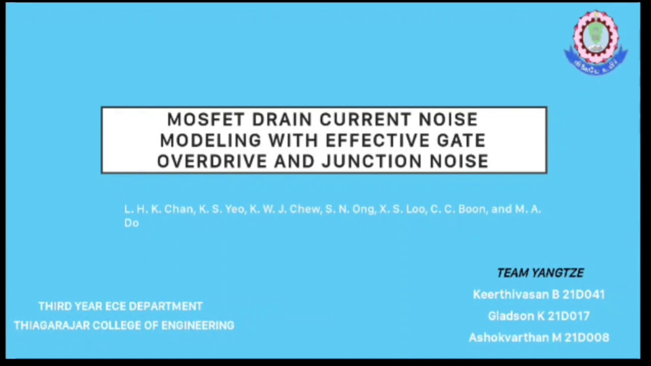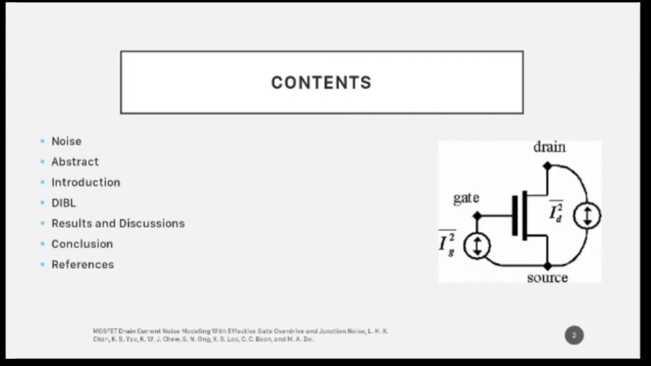So junction noise. Junction noise in MOSFET is a type of electronic noise that originates from the semiconductor junctions within the device. So from this heading, we could understand how noise modeling is done with effective gate overdrive and using junction noise. So these are the contents we are going to see in this video.